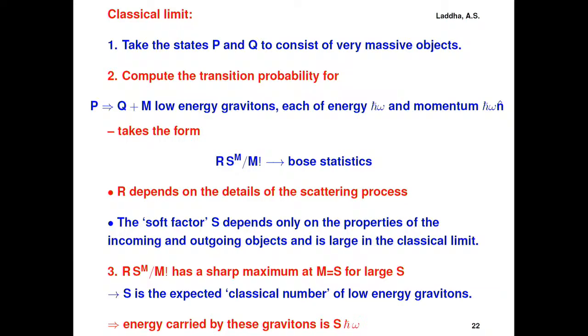And so at least part of the formula we know. The m factorial is the result of Bose statistics. You have to symmetrize in the external particles. If there are m external particles, they are all indistinguishable, so we account for that by dividing by the factorial m.